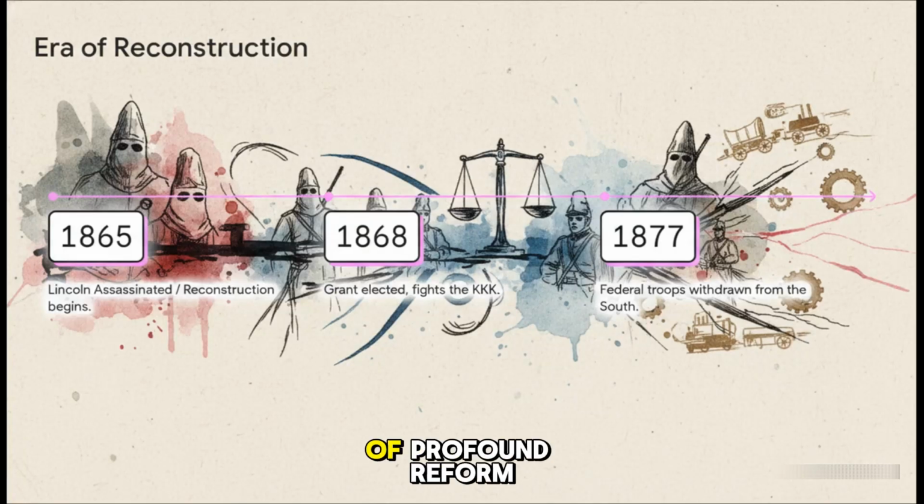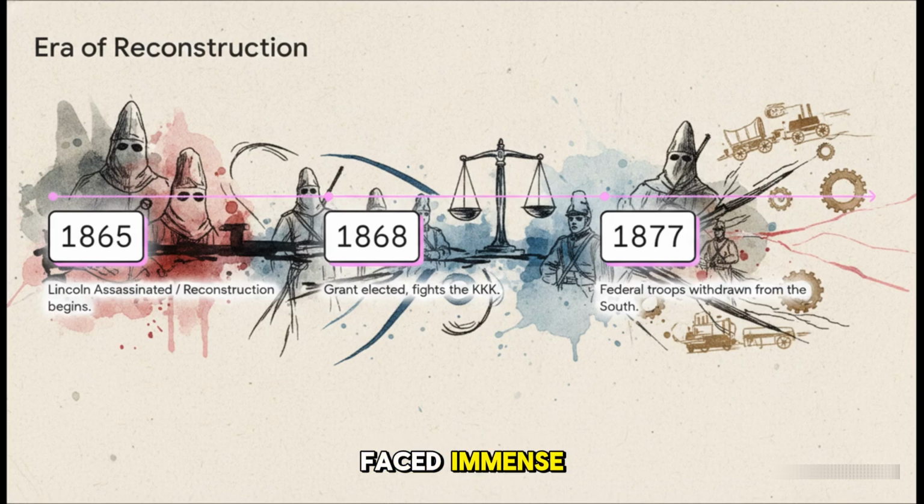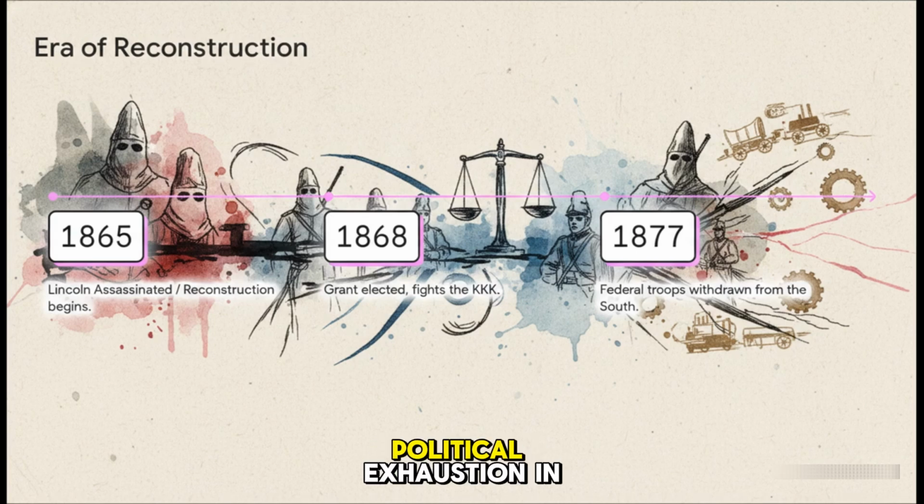But this era of profound reform faced immense violent pushback. Despite President Grant actually wielding the military to fight white supremacist terrorism like the KKK, political exhaustion in the North eventually doomed these efforts. By 1877, the momentum had completely faded.